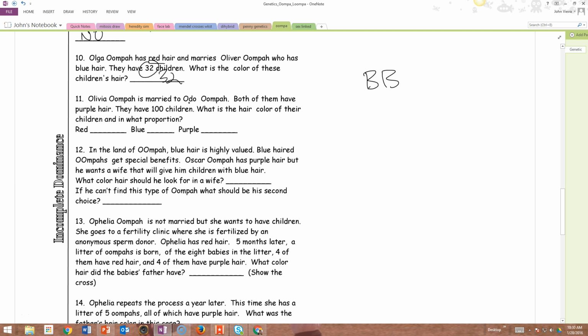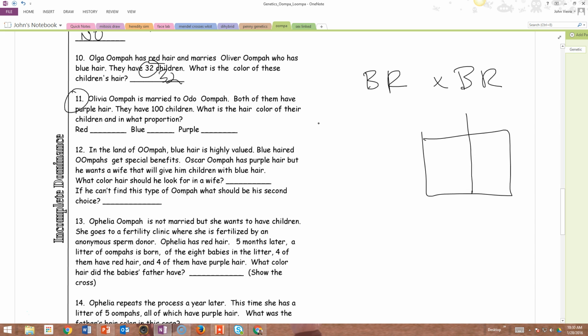Say Olivia, who is married to Oda Oompa. Both of them have purple hair. Oops, sorry, I'm getting confused with the names here. Olivia, not Oliver. They both have purple hair. Now, they have 100 kids. Do the Punnett square. I'm on question 11. They're both purple-haired Oompa Loompas.